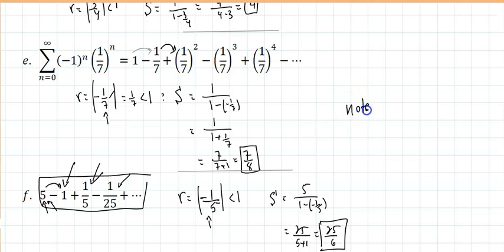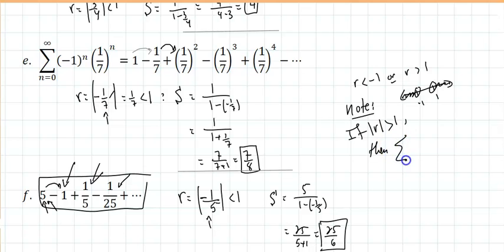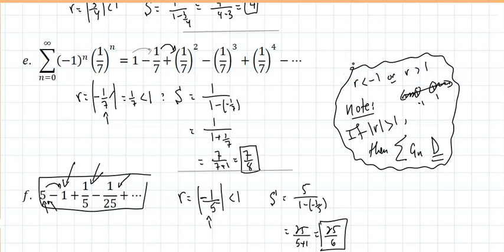I wanted to leave a note. If the absolute value of R is bigger than 1, meaning if R is less than negative 1 or R is bigger than 1, so on a number line, if R is in either of those two places, then the series of A sub n will diverge if it is geometric. Just keep that in mind. The book doesn't talk about that now, but something to keep in mind.